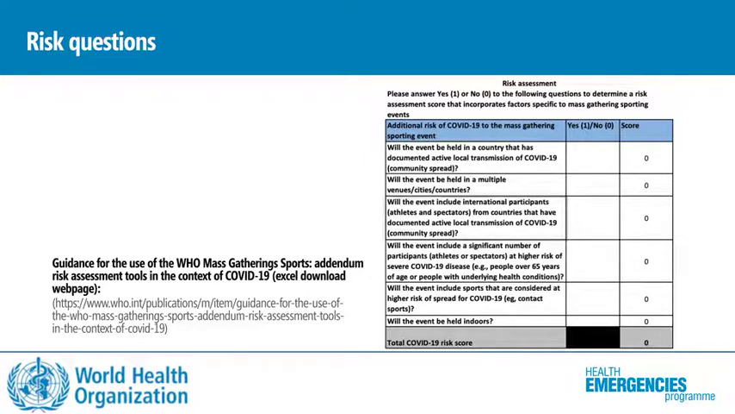3. Will the event include international participants, that is, athletes and spectators, from countries that have documented active local transmission, or in other words, community spread? 4. Will the event include a significant number of participants, athletes and spectators, at higher risk of severe disease? These would be people over 65 years of age and people with underlying health conditions. 5. Will the event include sports that are considered at higher risk of spread for COVID-19, such as contact sports? And 6. Will the event be held indoors?